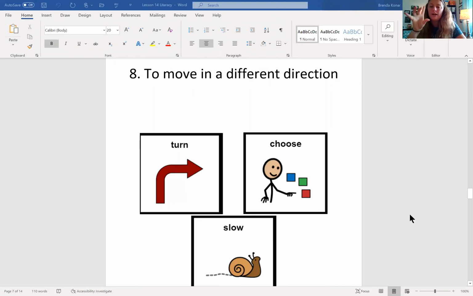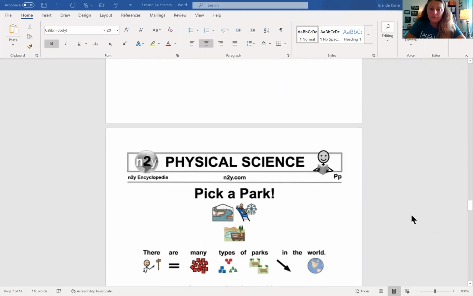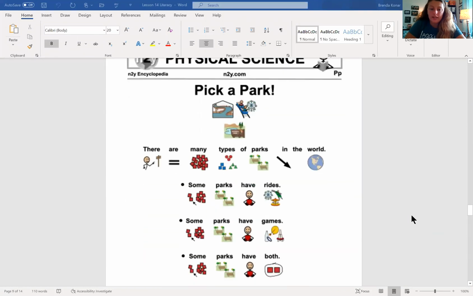Okay. Number 8, to move in a different direction. Does that mean to turn, to choose, or slow? Okay, that is it. Now we are getting into our story. It's called Pick a Park.